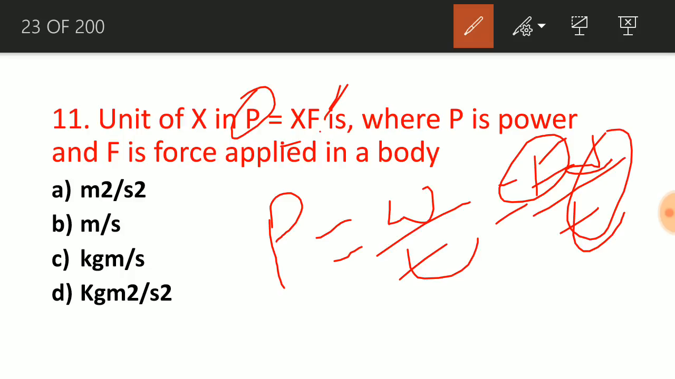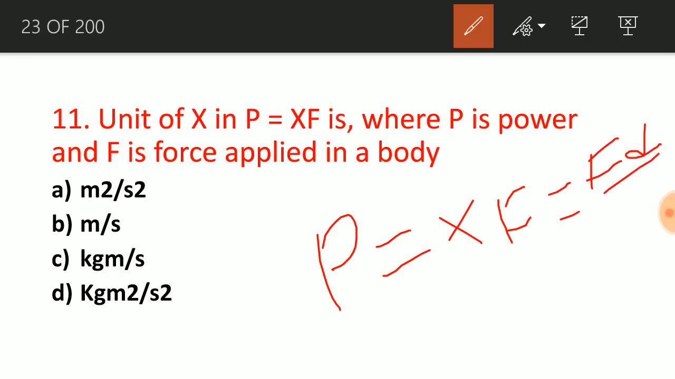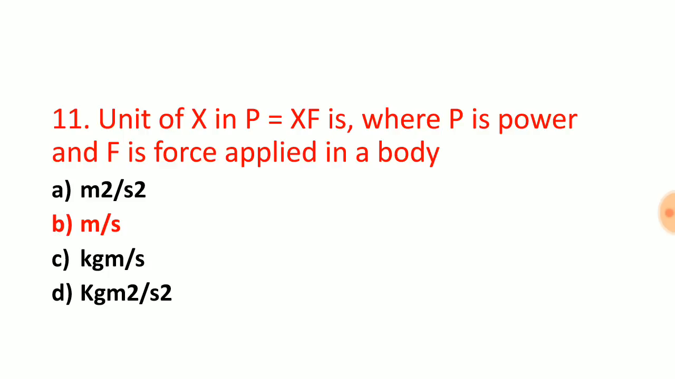Power is equal to work done upon time taken. We know that work done is force into distance, and this is time taken. If you compare this XF with force into distance by time, then X should be distance by time. Distance by time is velocity. The velocity is meter per second. So unit of X is meter per second, that is in option choice B. Meter per second is the right answer for this question, where P is power and F is force.